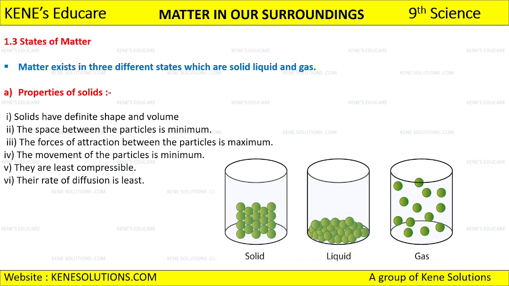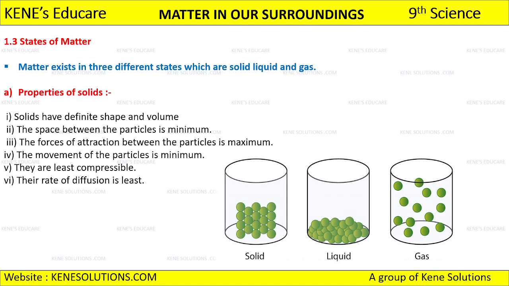So see, what are the properties of solids now? Why do solids have a definite shape and volume? Because the force of attraction between the particles is maximum. So because of a good force of attraction between them, what happens?